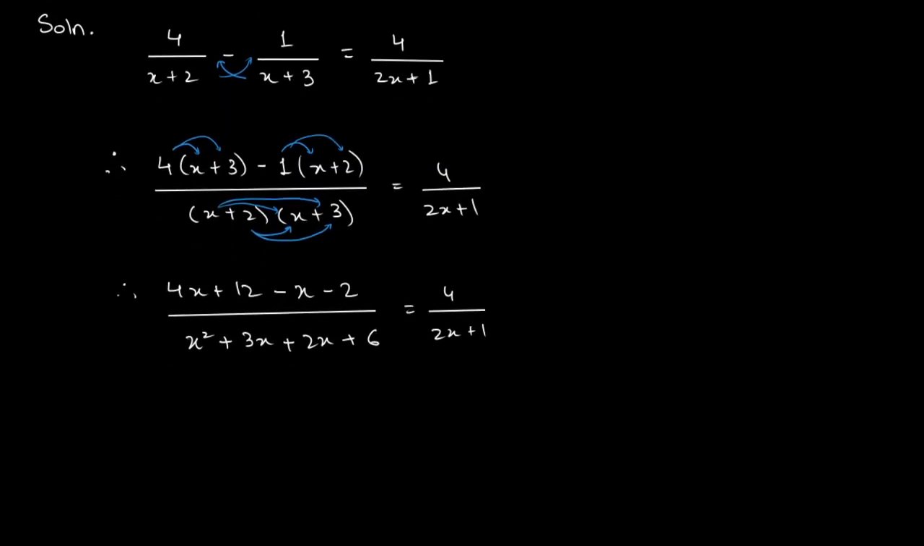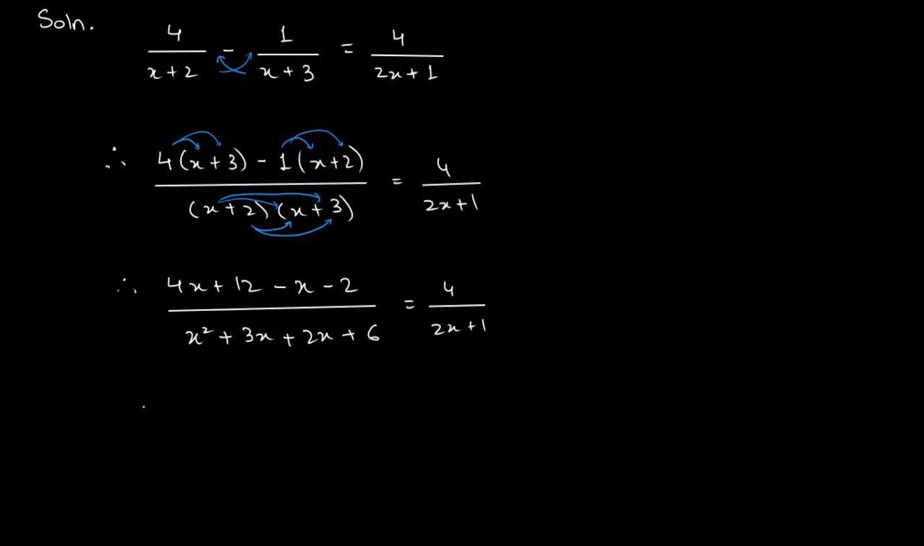We still can simplify this a little more. The left hand side, so we have 4x minus x will make it 3x, plus 12 minus 2 makes it plus 10, right? That numerator divided by, in the denominator we have x square, plus 3x plus 2x is plus 5x, and plus 6, is equal to 4 upon 2x plus 1, right?